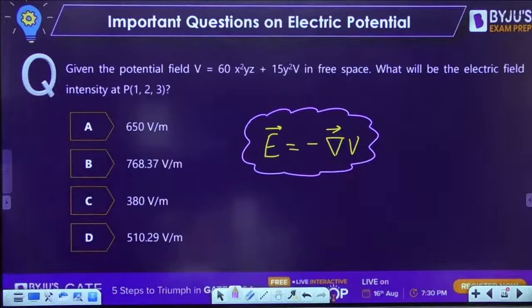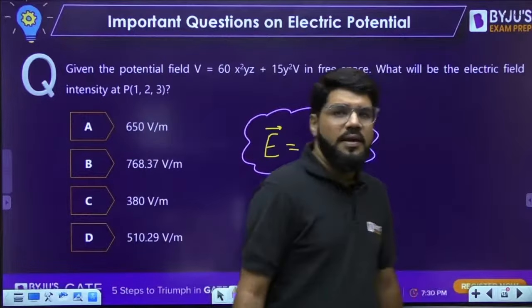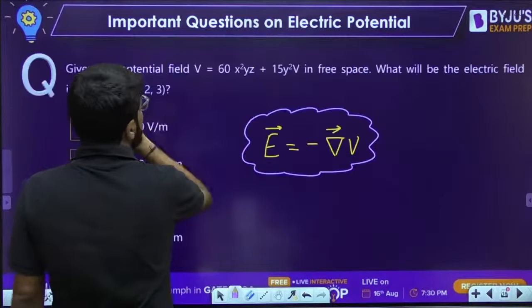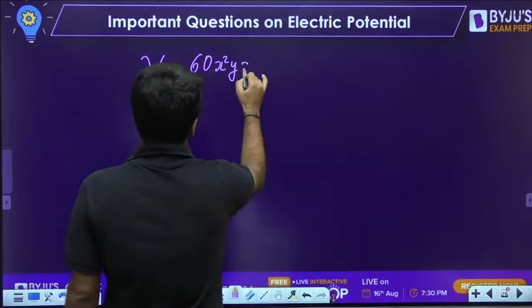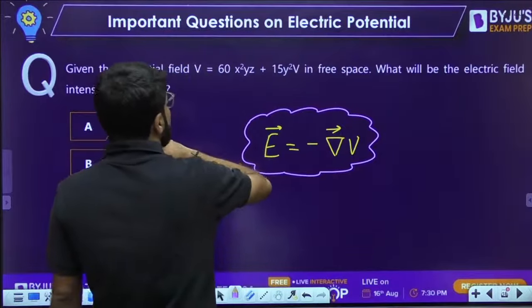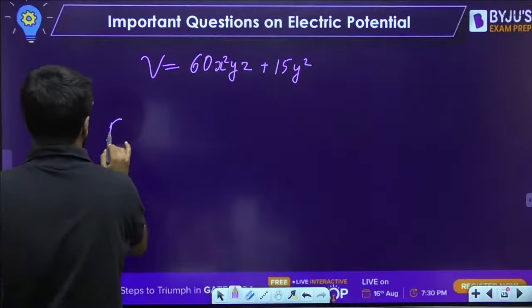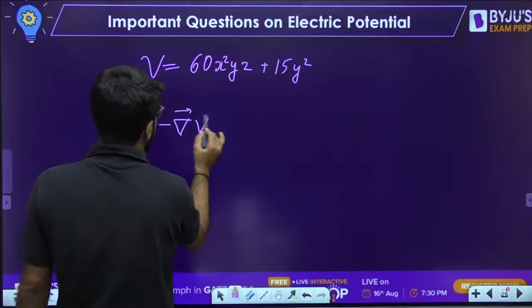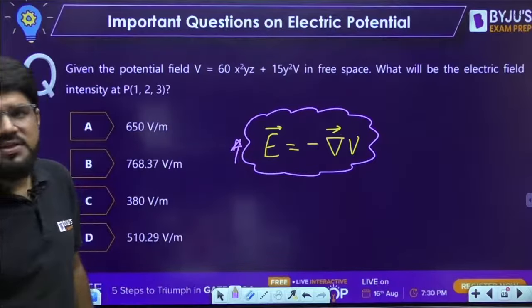Okay. So E is negative of the gradient of V. What is V? V is given to you as 60x square yz plus 15y square. And electric field is going to be negative of the gradient of V. This is an important formula. Many questions have been asked in previous years as well.